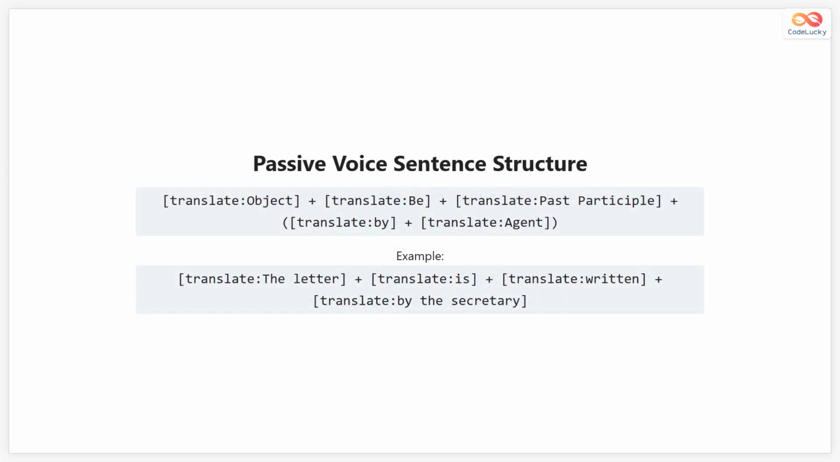The structure of a passive voice sentence includes the object of the active sentence, followed by a form of the verb be, the past participle of the main verb, and optionally the doer of the action after the word "by." For example, "The letter is written by the secretary." This structure helps in forming clear and correct passive sentences.